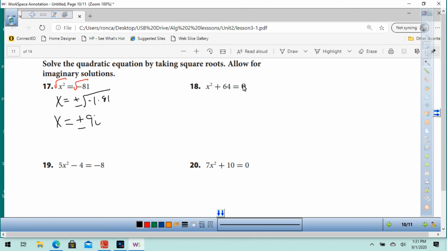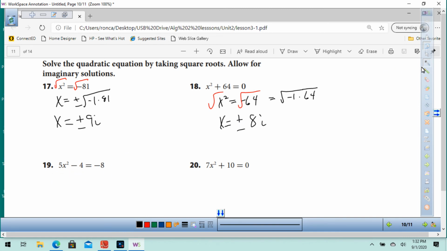Okay. What about over here? Let's subtract 64 from both sides. We got x squared equals negative 64. Take the square root of both sides, and we got x equals plus or minus, well, this is going to be the square root of negative 1 times 64. The square root of 64 is 8. The square root of negative 1 is i. So we got plus or minus 8i.